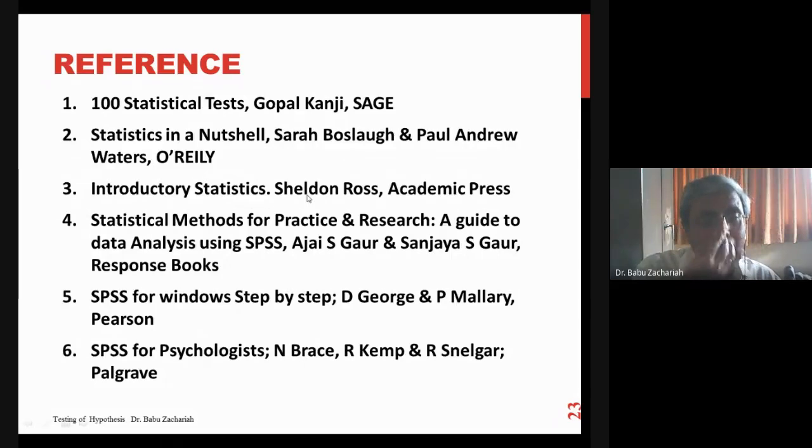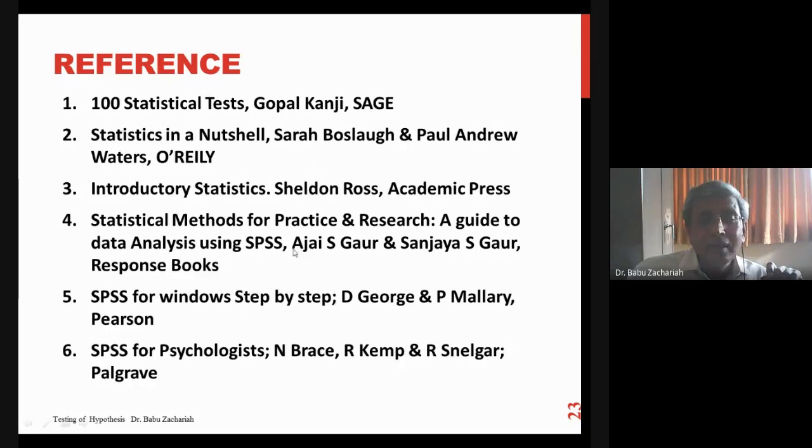All these are available in our cyber library. Then another book is Statistics in a Nutshell, for those who don't want to read too much and quickly want to grasp the material. Then Introductory Statistics, by Sheldon Ross. Actually, it is a very good book. The author is very famous. In statistics, his books are very well accepted, standard books.